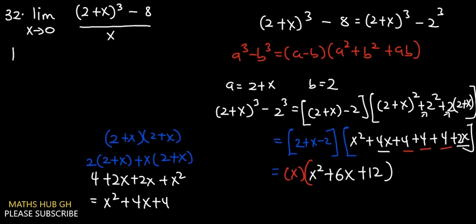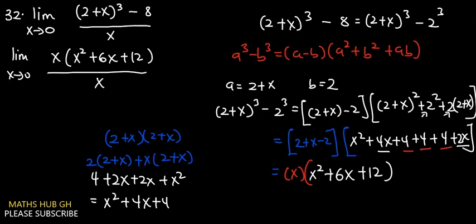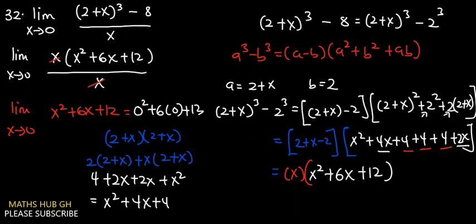So now you're going to have the limit as x approaches 0 for x(x² + 6x + 12) divided by x. Now you can see that this x will cancel out this. So at the end, you're going to have the limit as x approaches 0 for x² + 6x + 12. If you do the direct substitution here, you're going to have 0² + 6 multiplying 0 + 12, and that's going to give us an answer of 12. So that becomes our answer.